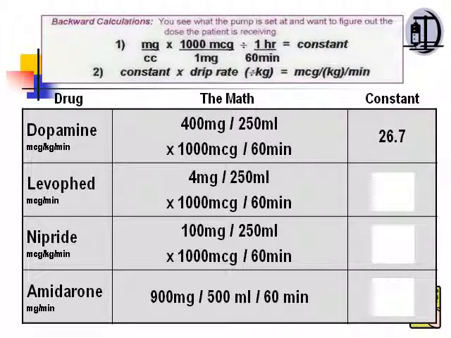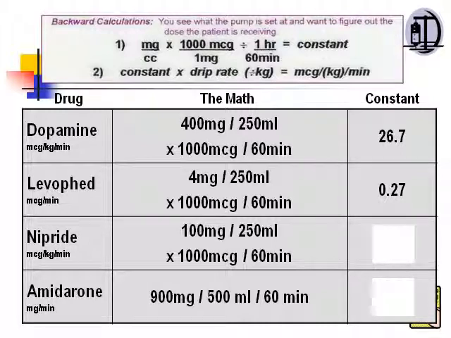26.7. Good job. All right, for Levophed, it's 4 milligrams in 250 mLs. It's dosed in mics per minute. Let's do that math. So you put that in there: 4 divided by 250 times 1,000, because it's dosed in mics, divided by 60, because it's dosed per minute, and what do you get? 0.27. Good job.